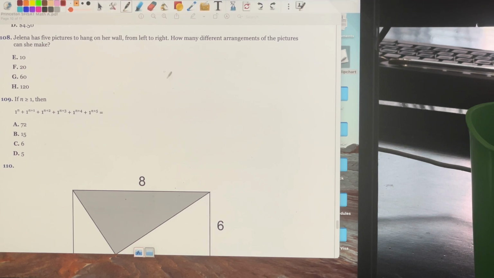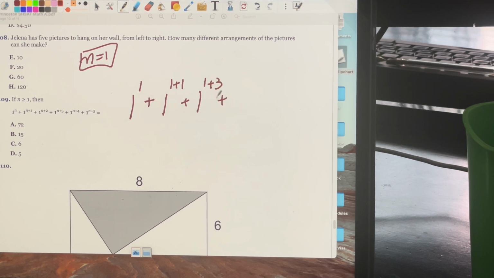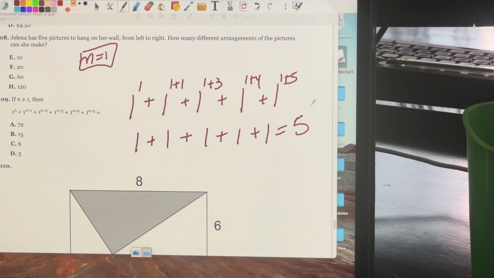This question, nice question. If n is greater than or equal to 1, then what is the answer to this question? Well, let's make n equal 1. All right, I picked a value. If I pick that one, I get 1 to the first power plus 1 to the second power plus 1 to the fourth, plus 1 to the fifth, plus 1 to the sixth. 1 to any power is just 1, so that gives me an answer of 5.